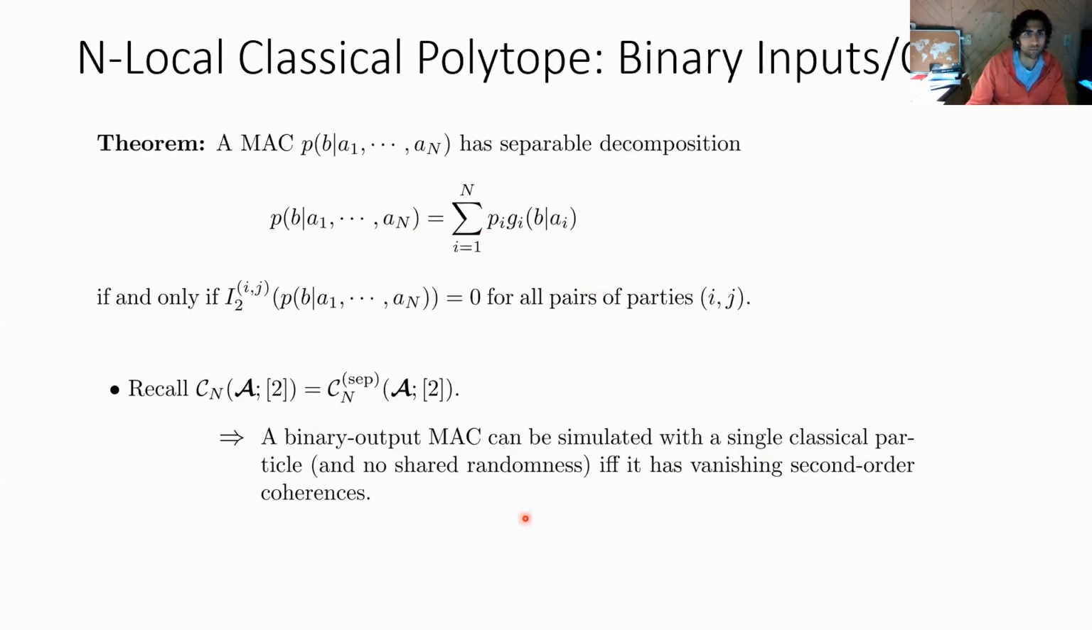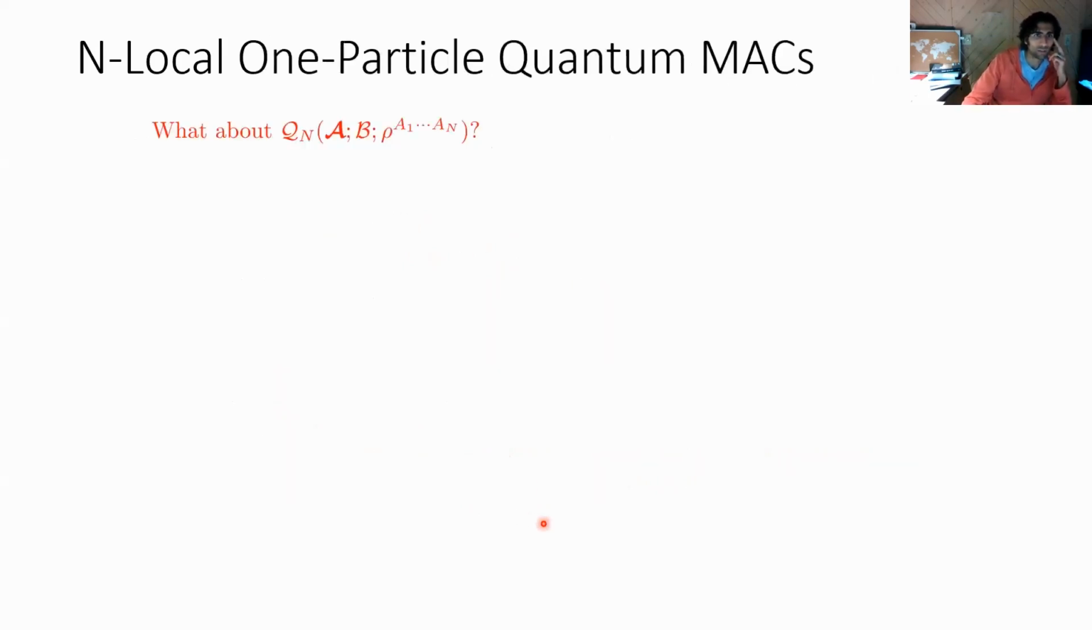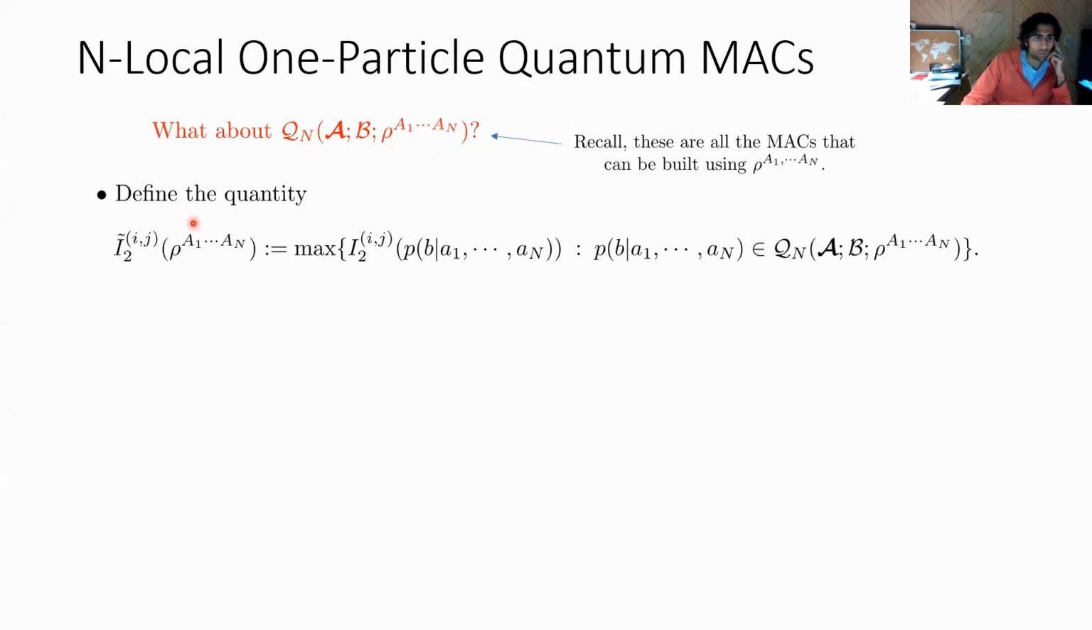Okay, and now to Madhav's question, what about for quantum particles? So this notation, I know I'm throwing a lot of notation here, but if you recall what this means, this is the family of MACs that can be built using this given state rho. And what we can do is look at all the I2 values that you can build using this rho here.